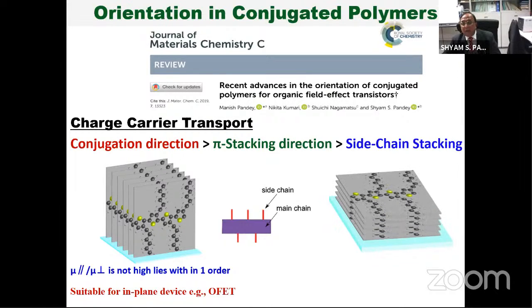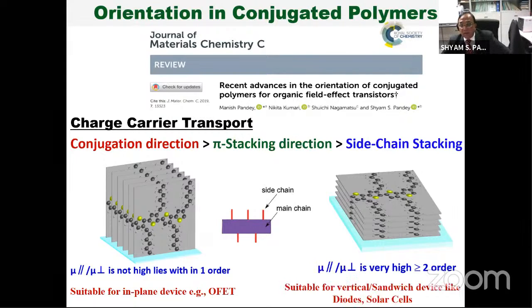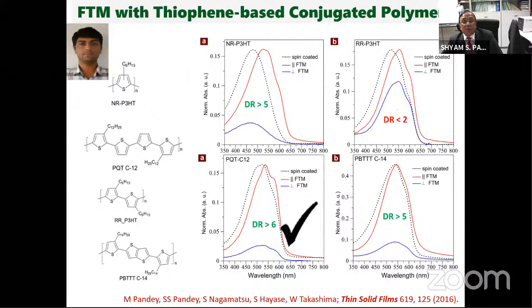Another architecture they can attain is the face-on, where the alkyl chain and main pi stacking are in the same plane. Such a molecular architecture is suitable for sandwich or vertical devices like diodes and solar cells. We used different types of conjugated polymers, as you can see here. They all have been oriented by our method.